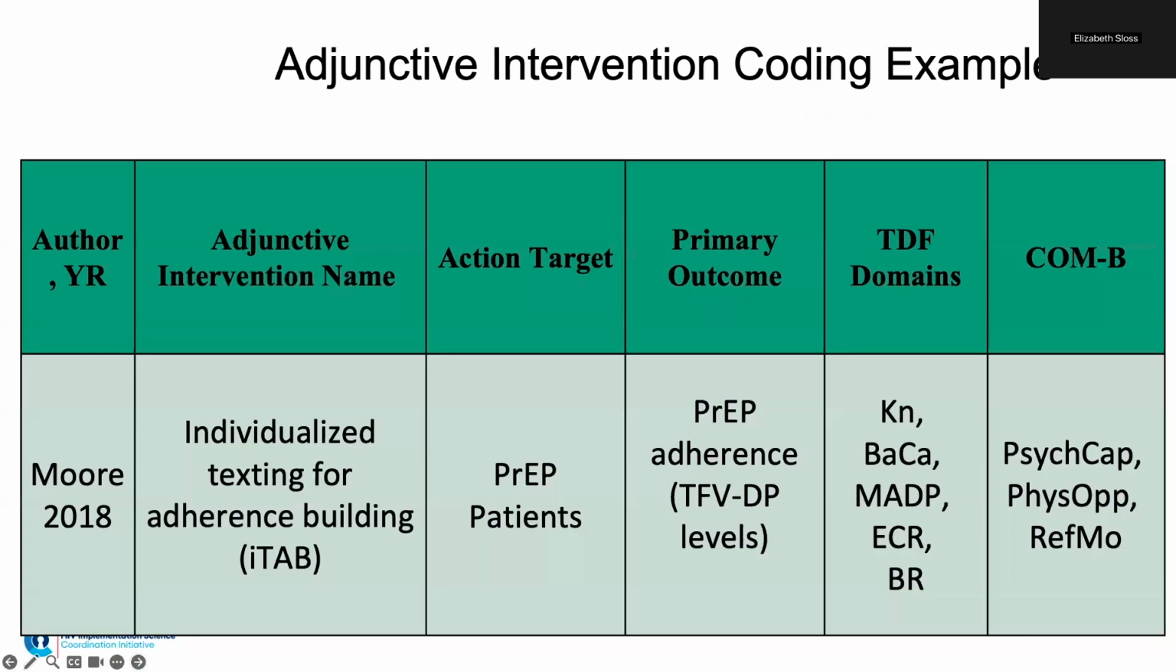And this is just an example of what this coding looks like. So an adjunctive intervention, individualized texting for adherence building, targets patients to improve adherence. And this was a nested strategy. I'm not sure, a nested intervention I'm not showing, but in targeted knowledge, beliefs about capabilities. So these are just kind of how we coded things. I wanted to share that.